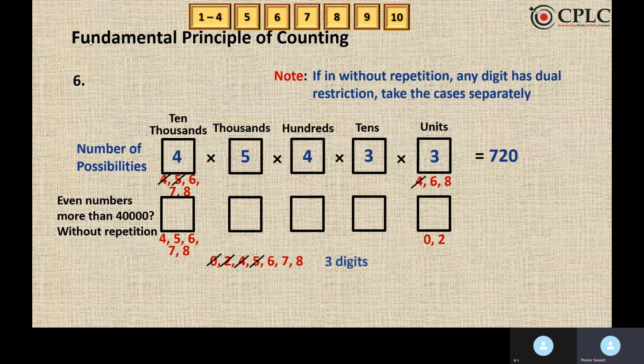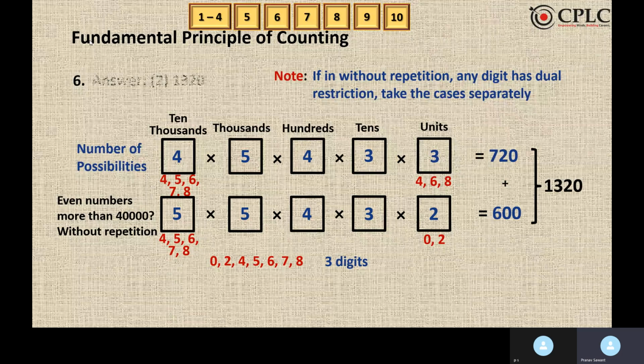Moving to the next possibility. At units place, in the second possibility, only 2 digits could come. So 1 digit is fixed. At the tens and thousands place, 5 digits could come. 1 digit is again fixed. So out of 7, 2 digits are eliminated. At thousands place, 5 digits, hundreds, 4, and tens, 3. The product is 600. So 720 plus 600 will give us 1320. So option 2 is the answer.